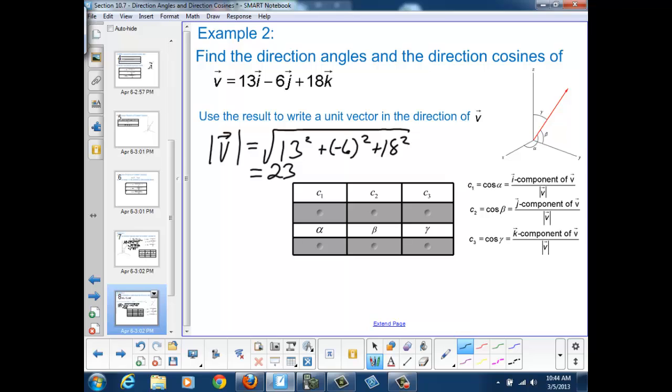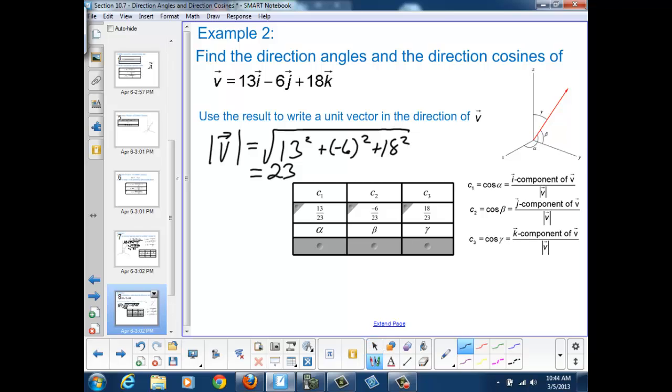So our direction cosines, again, very straightforward. We just take the i component and divide it by our magnitude, so 13 over 23. Take the j component and divide it by our magnitude and get negative 6 over 23. And finally, our C3 is the k component, so 18 divided by 23.